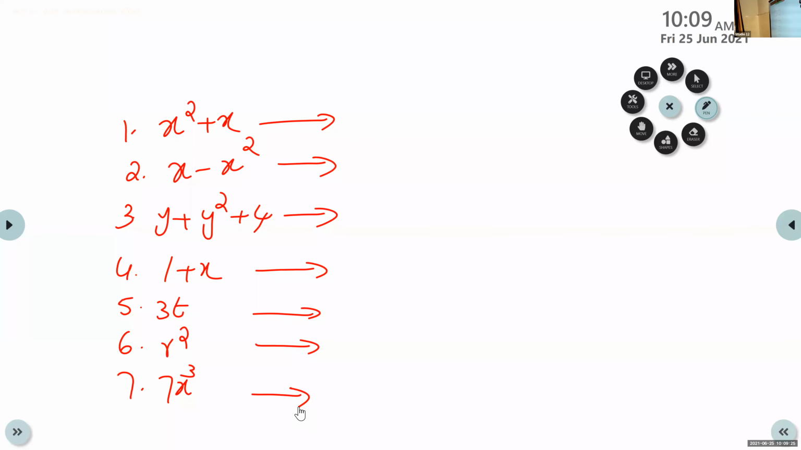Albert, what about the first one, Albert? First one, is it a monomial, binomial, or trinomial? Binomial. And it is binomial and? Albert? Linear. Binomial. Quadratic. What do you mean by linear? Okay. It's okay. Correct it.